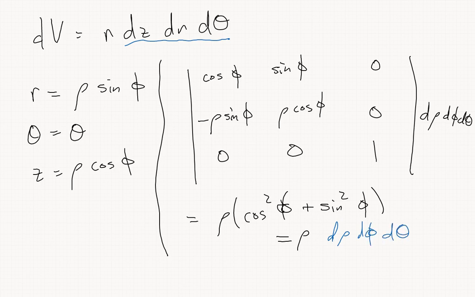So our volume form is r times this, so r times rho d rho d phi d theta. And then since r is rho sine phi, that becomes rho squared sine phi. And again, anytime I say theta out loud, there's a good chance that I meant to say phi.